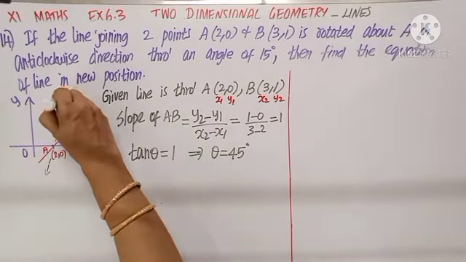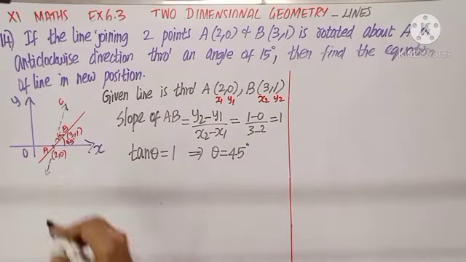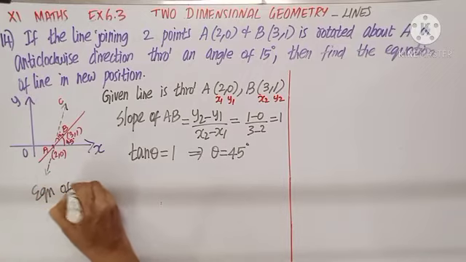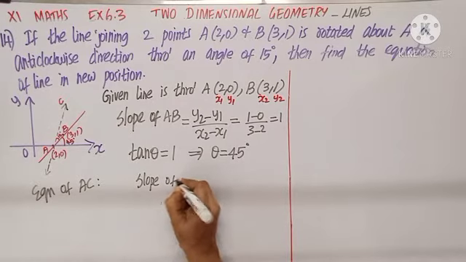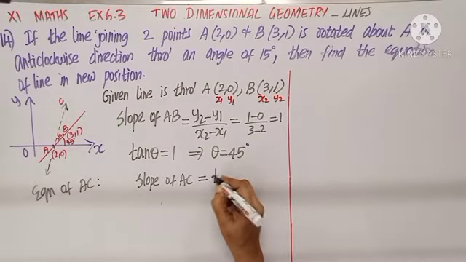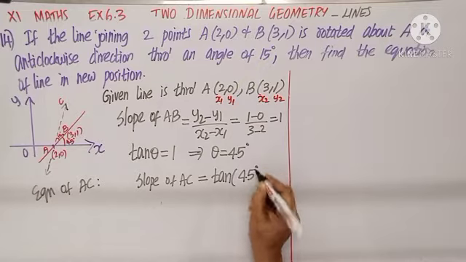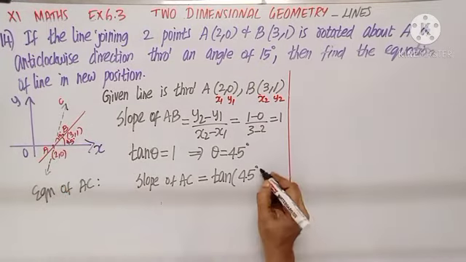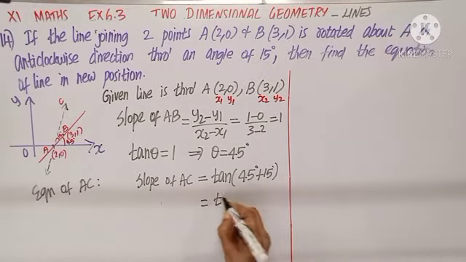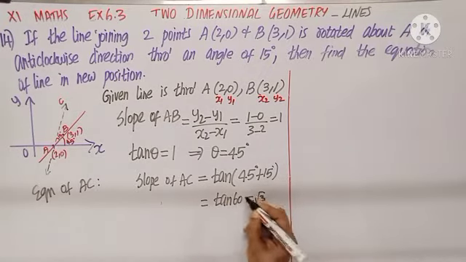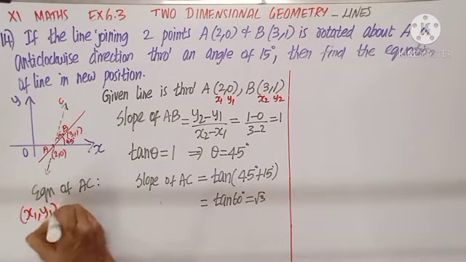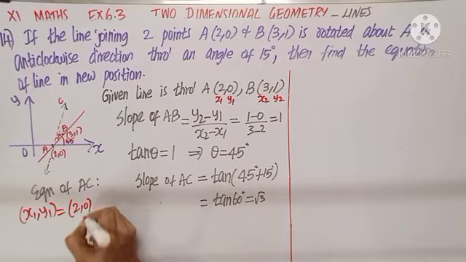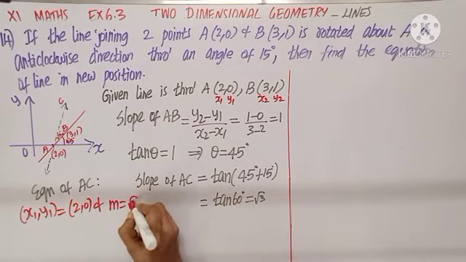So, if I call the new line AC, how to find the equation of AC? First of all, what is the slope of AC? Slope of AC is tan of 45 degrees, the original angle, plus 15, or I get tan 60, that is root 3. Once I know the slope of AC, what is the equation of AC? It is passing through A, that is (2, 0), and the slope is root 3.